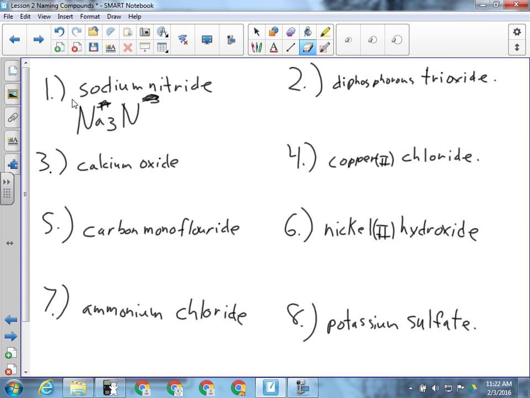Here's really what we're doing. If you recall, back when we did the Roman numerals, we were trying to make the charges balance out, right? So if sodium is always a +1 and nitrogen's always a -3, how many sodiums do I need? 3, right? That's why the swap and drop works. It's way easier than thinking about that and doing the math every time. Swap and drop just makes it a lot quicker.